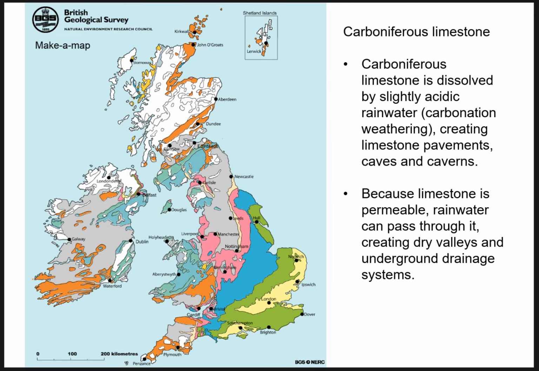So let's take a little closer look at limestone. Limestone is made mainly from the remains of tiny marine organisms that lived in warm tropical seas hundreds of millions of years ago. It's hard rock, but it also has joints and cracks. Rainwater is naturally slightly acidic, so over thousands of years that acidic water slowly dissolves the limestone, and this is a process called carbonation weathering.